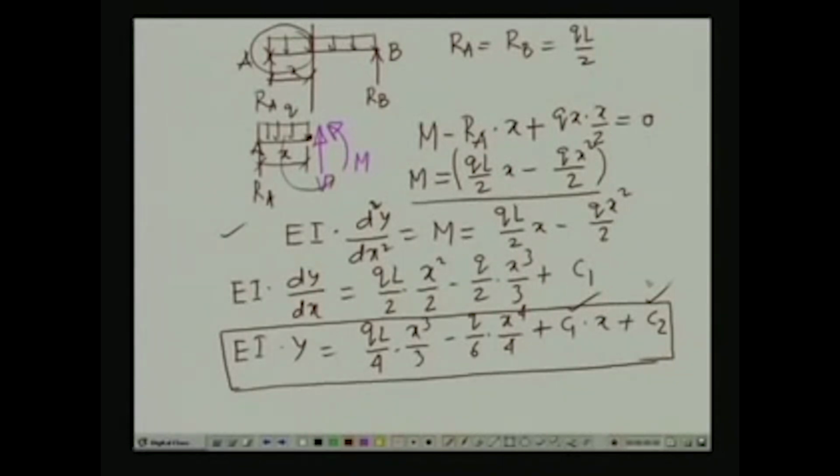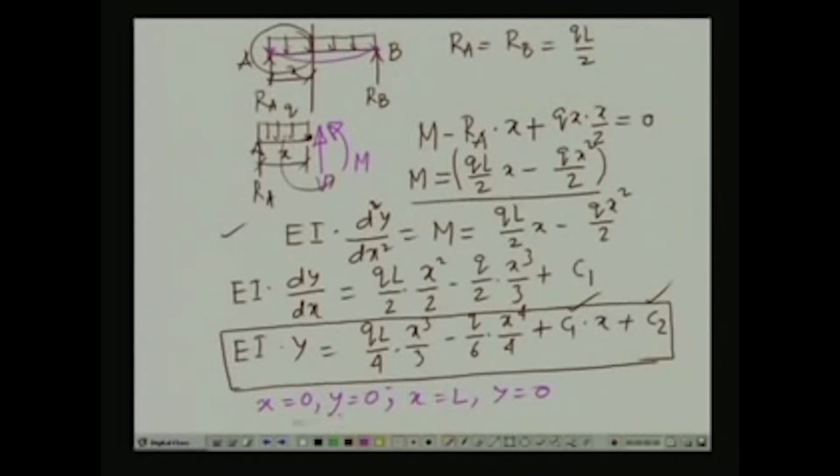Now, what are the boundary conditions we have for the simply supported beam? If we look into the deflected profile of this, the axis is going to deform in this form. Since this is a hinge support and this is a roller support, at x equals 0, the deflection is 0, and also at x equals L, y is equal to 0. So, these are the two conditions we have.